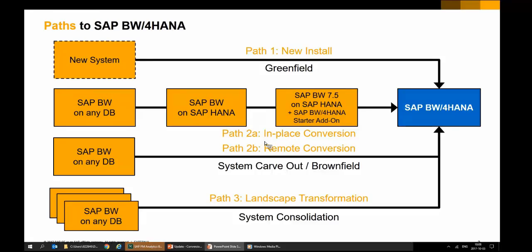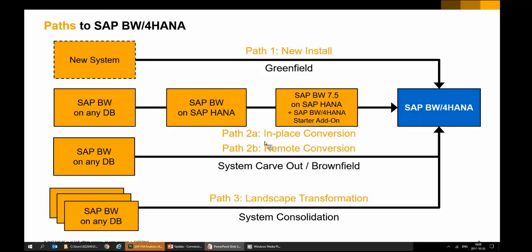The in-place conversion will take your system through a transition going to the HANA database with database migration first, and then doing a release upgrade to the latest BW release 7.5. You'll add the starter add-on, and this will then enable all the conversion tools and allow you to change the data models over to what's compatible with BW4HANA. So you take your existing system through this path.